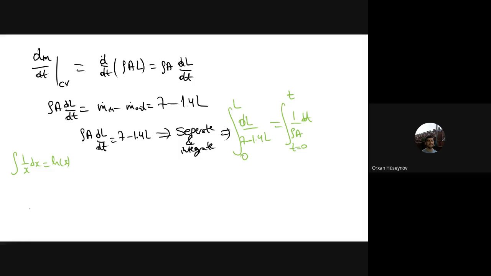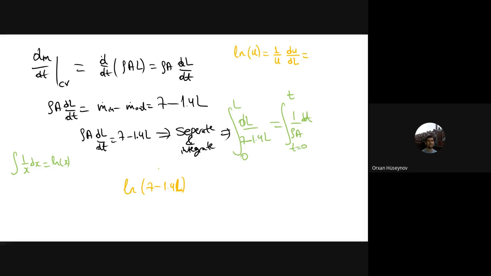Let me write the parts that you are right, and then we can discuss the rest. So it is true that it will be ln of 7 minus 1.4L. But if you take the derivative of this one, instead of 7 minus 1.4L, I can write ln u. The derivative of a complex function is that you take the derivative of this one and the derivative of that one. Therefore, you will have 1 by u multiplied with du by dL.